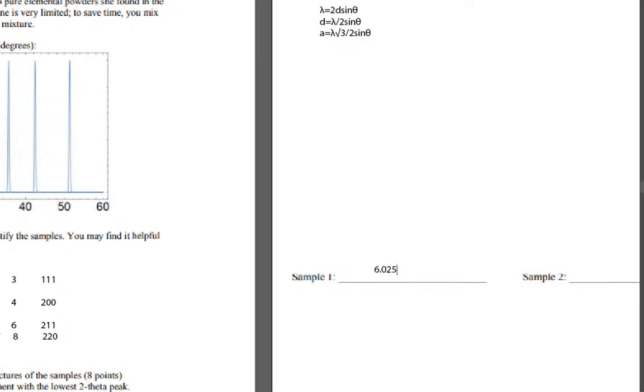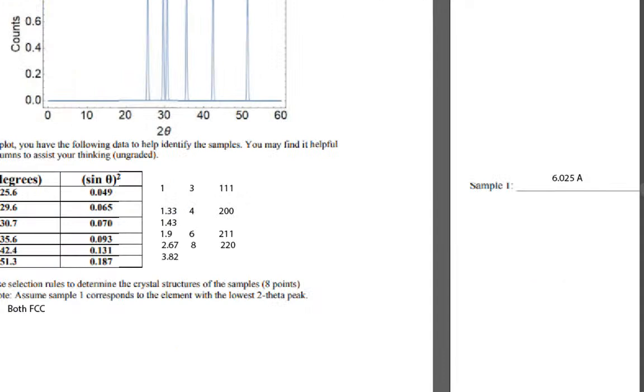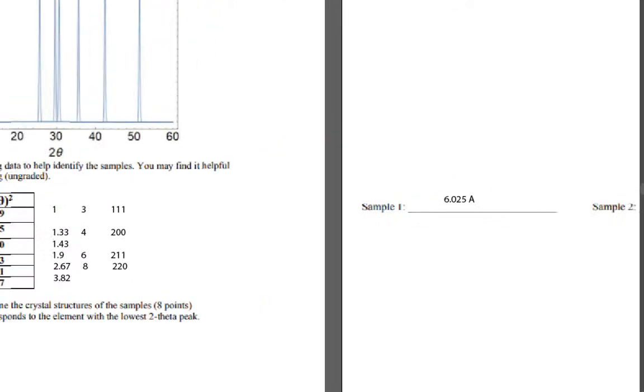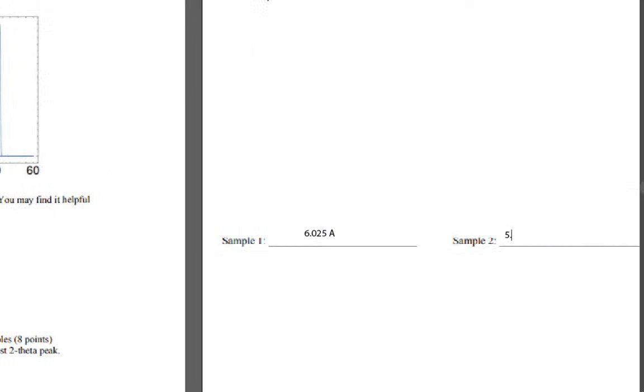So this one would be 6.025 angstroms, and then for this one here, that would be the square root of 0.70, which would be 5.04 angstroms. And that's it. Okay.